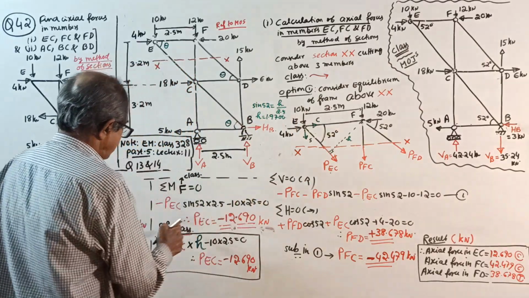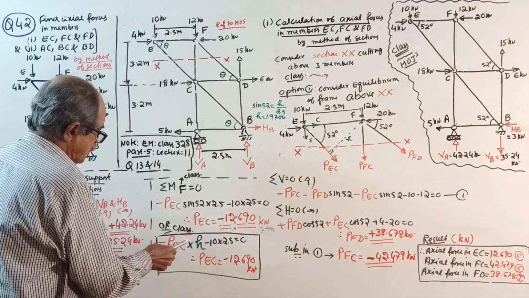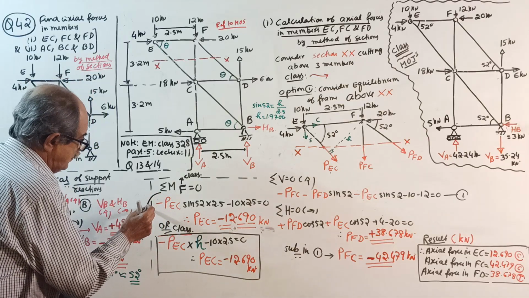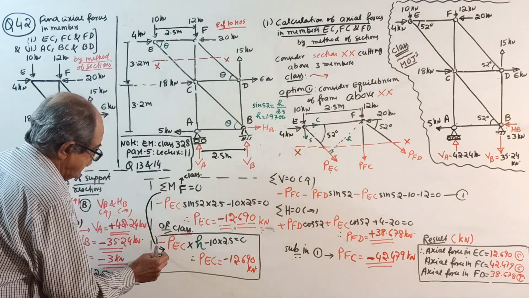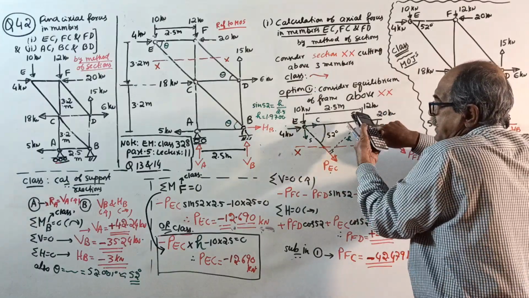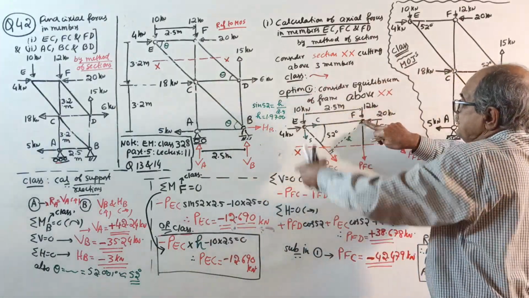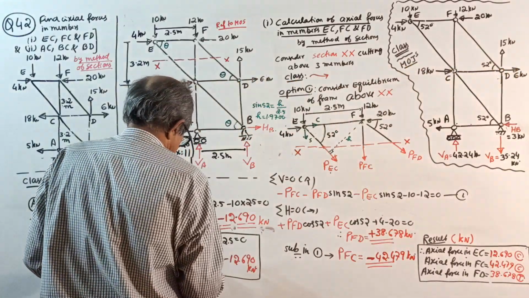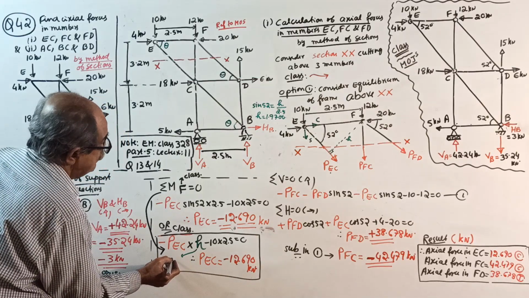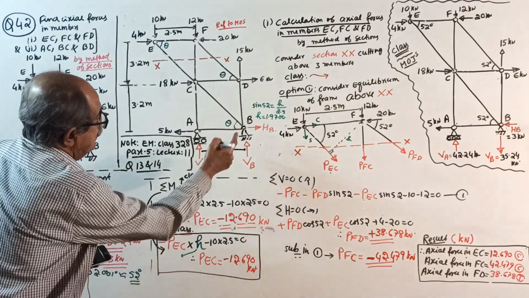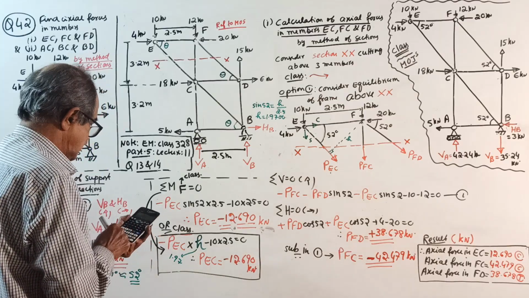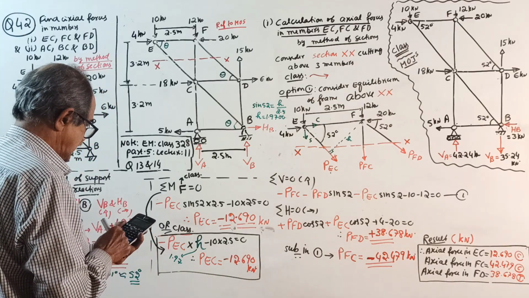Now, when you make sigma M about F equal to 0, how do you write it? Minus PEC into H minus 10 into 2.5 equals 0. Substitute that H, whatever you got. How much is it? 1.97. Substitute, and you will get PEC equal to 10 into 2.5 divided by 1.97.